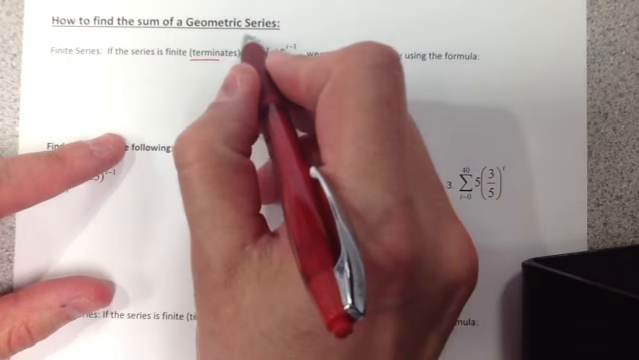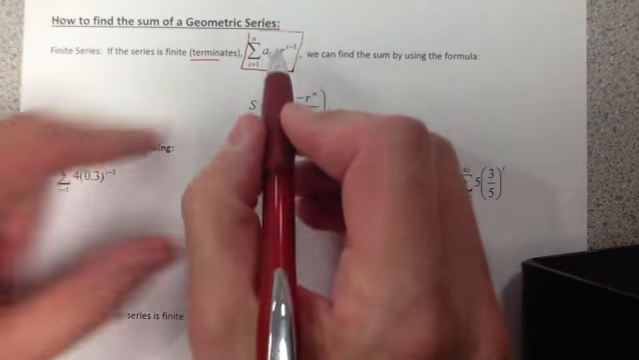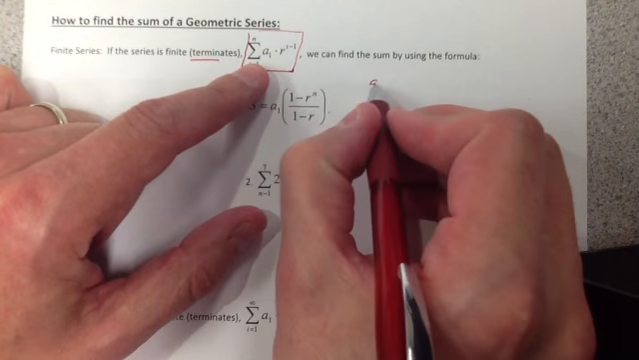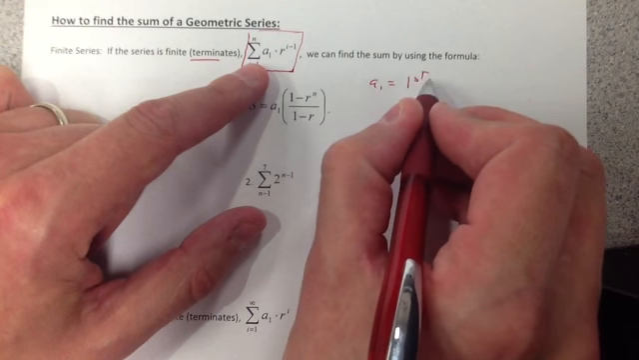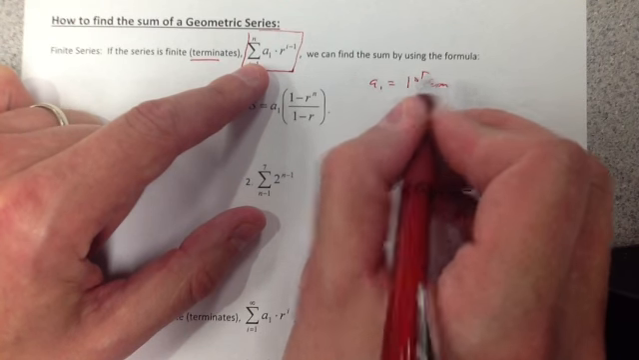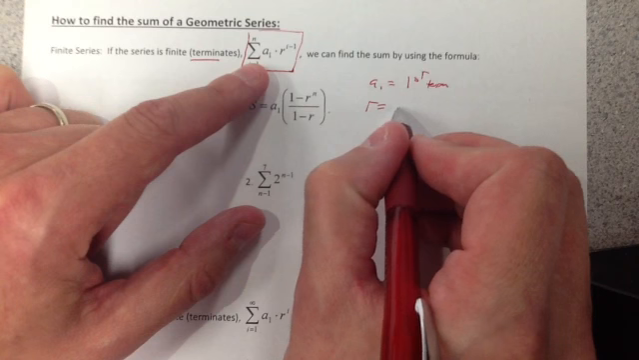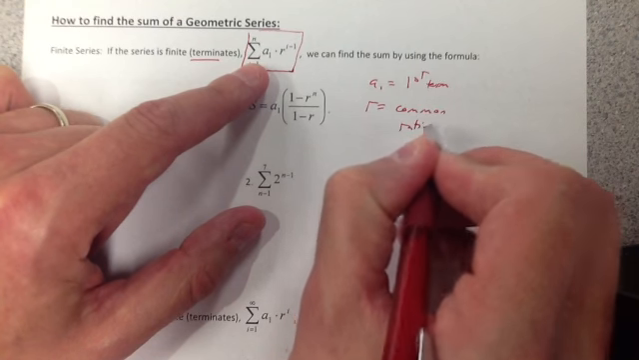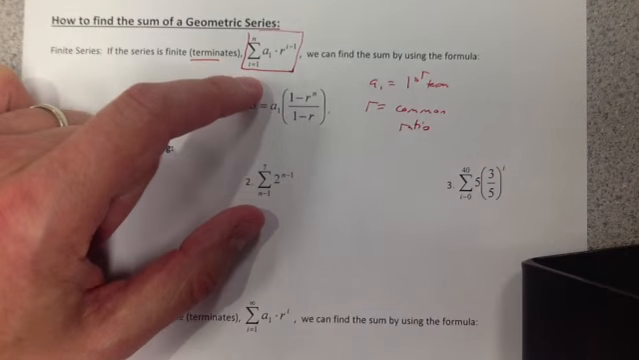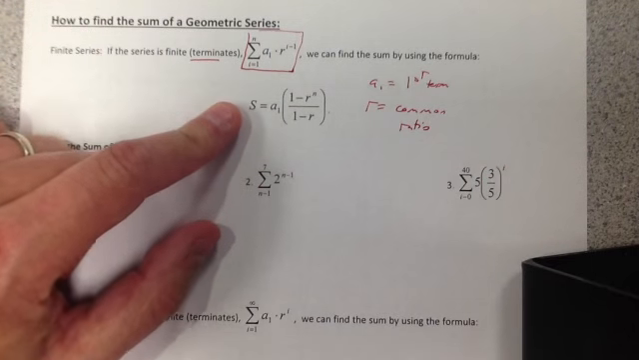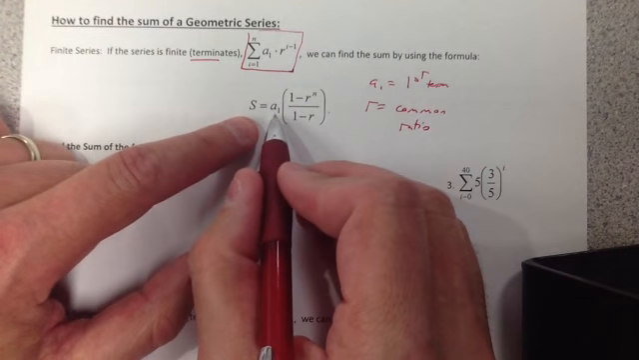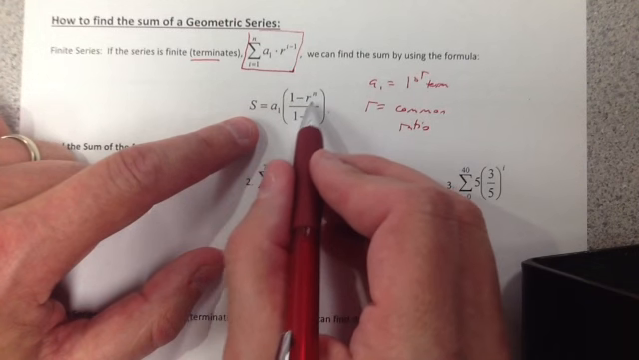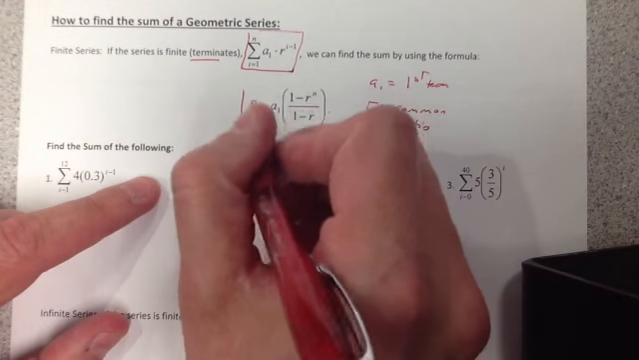Here is our geometric series sum. a sub 1 is our first term. Remember that. That's our first term. r is our common ratio. And remember, in this case, i is the term number. So our sum is given by this: the first term times 1 minus r to the n, over 1 minus r.